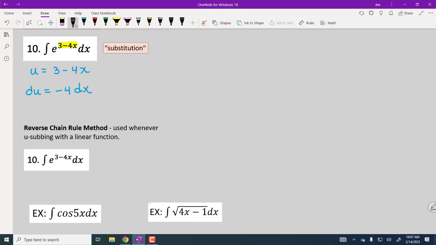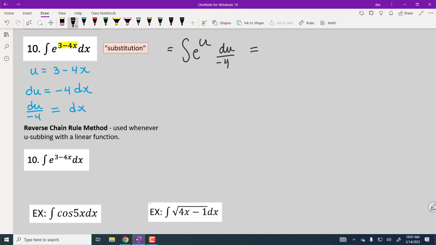So our next step would be to write this as e to the u. So there's our u, e to the u, and then you're essentially isolating the dx. You don't have to formally do it. If you can just look at this and see it, you don't have to write that third step. So the dx becomes du over negative 4. So we replace the dx with du over negative 4.